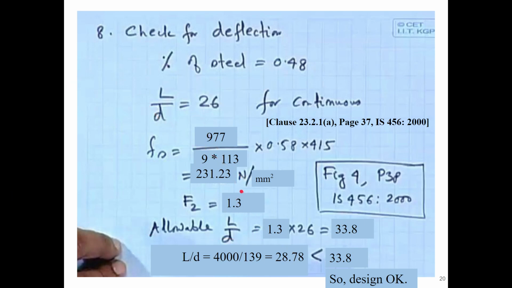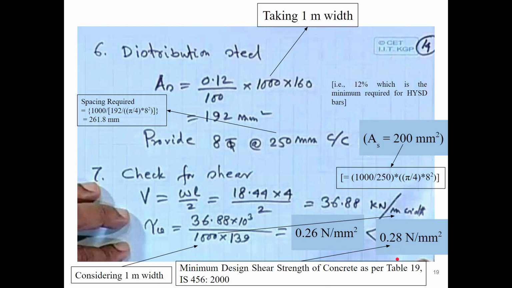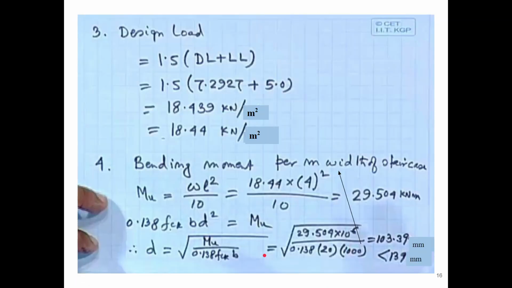The L by D value which we got for our case is 4000 by 139, which is 28.78. This value is less than 33.8, so it is safe. Because L by D slenderness ratio limit is achieved, it is within the acceptable limits. Also the design shear strength of concrete is more than the shear stress, and the effective depth which was considered was higher than the required effective depth.